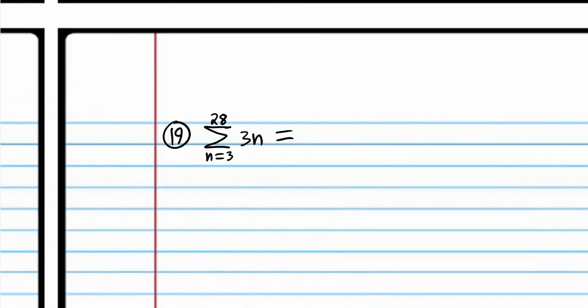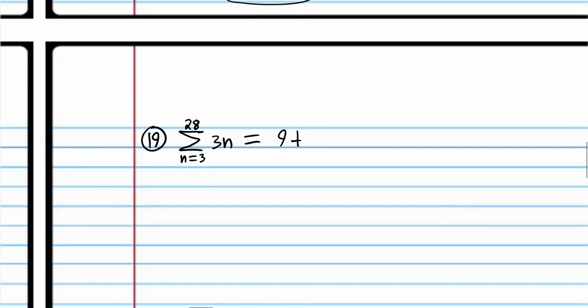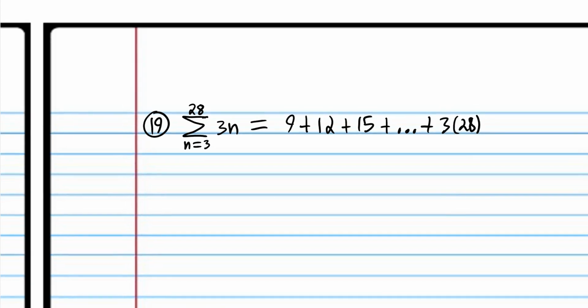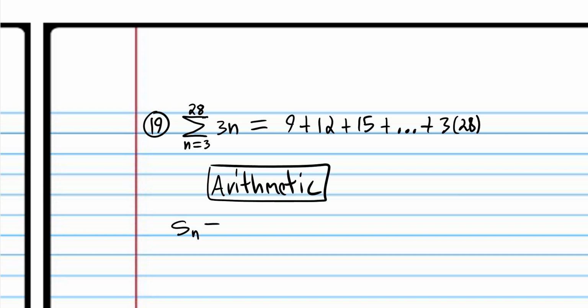So plug in 3, we have 9. Plug in 4, we have 12. Plug in 5, we have 15. And you can see what this is going to be. Then we plug in, lastly, 28. Guess we don't need double parentheses on that. So this is obviously arithmetic, and we're going to use this familiar formula for the sum of the first n terms of an arithmetic sequence.